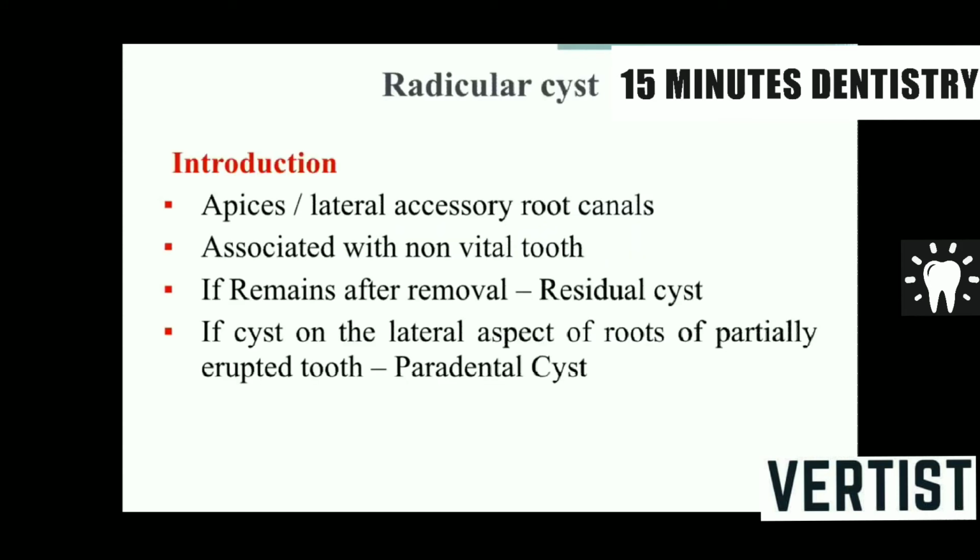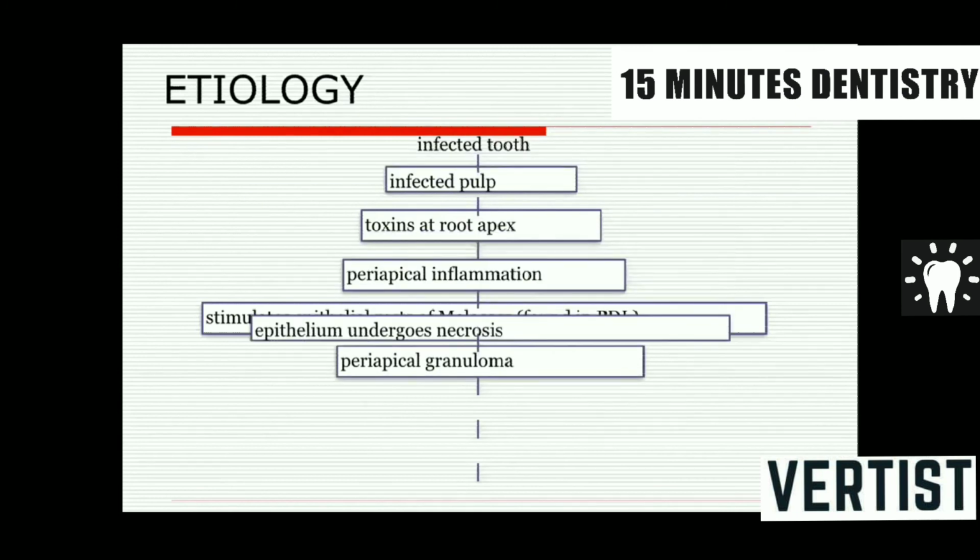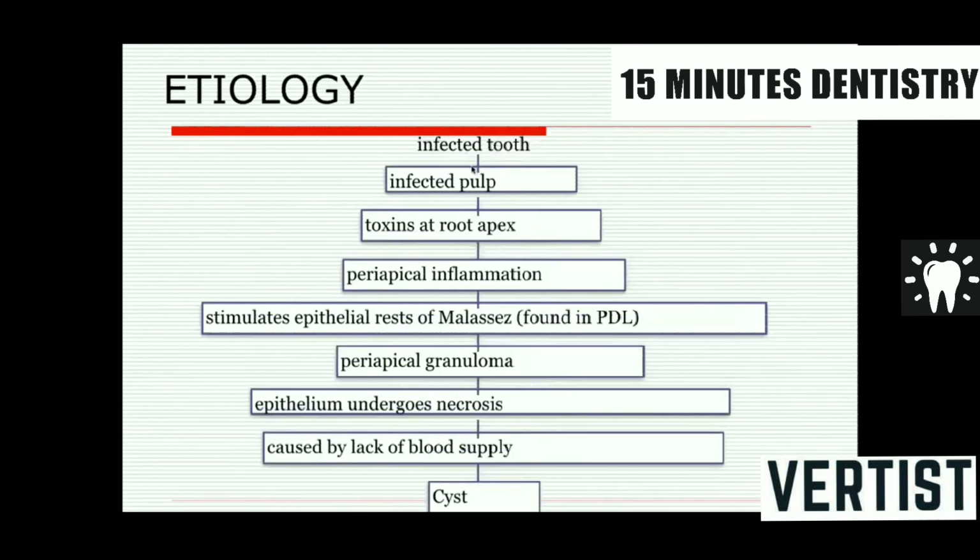It is associated with a non-vital tooth. So there is an infected tooth due to dental caries. The infection spreads to the pulp. From the pulp it spreads to the root apex. Then there is periapical inflammation. In the periodontal ligament there are cell rests of Malassez found. There is stimulation of these cell rests of Malassez, which leads to proliferation of these cells. There is periapical granuloma in which the cell rests of Malassez are proliferating. The central area undergoes necrosis, and finally you get a cavity which is filled with necrotic material or fluid and lined by this epithelium formed from cell rests of Malassez.